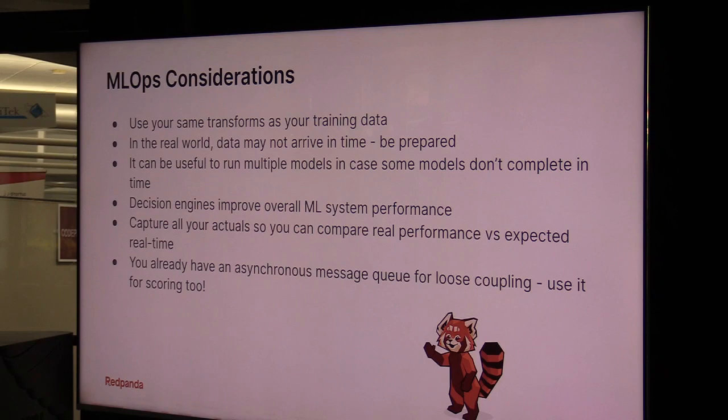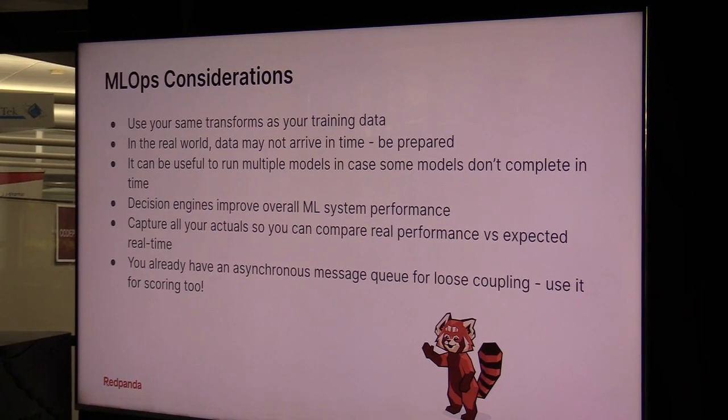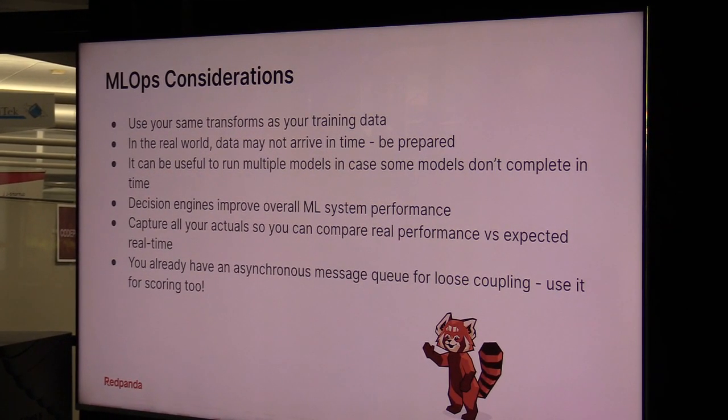And at the end of the day, you also have to capture all of your actuals. What happened? Did the machines break down? All those are events. They go back into the queue as well so that you can evaluate your models, determine their real-world accuracy, and see what your drift is between all of your various features and your accuracy. So the nice thing is that because we already have an asynchronous message queue for that, we can use it for all these MLOps purposes too.